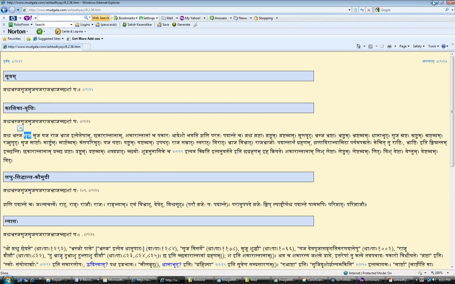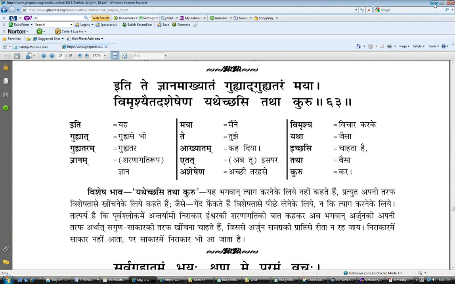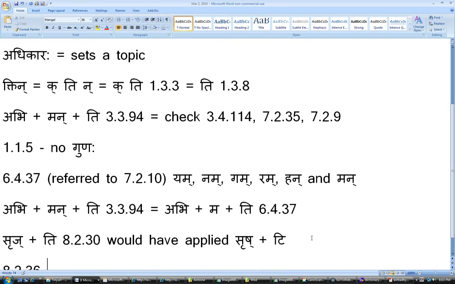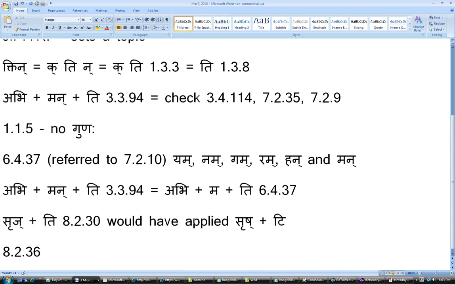So 8 to 36, this becomes a Murdhanya Shakara, and so we apply it to 36. So far we have this one. We have Srish, and then we got the T. Okay, now who can tell me what will make the Ta into Ta? Many of you know this now. Get some participation. Okay, Karthik, your hand is up. Thank you, Karthik.